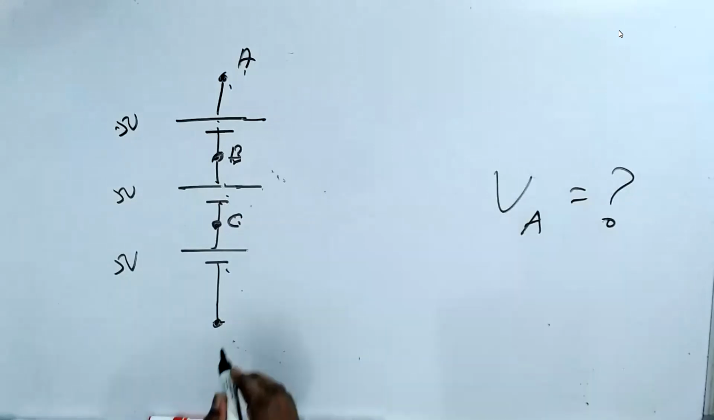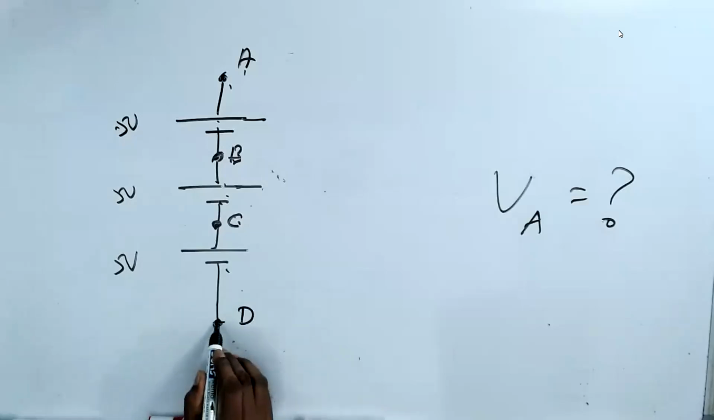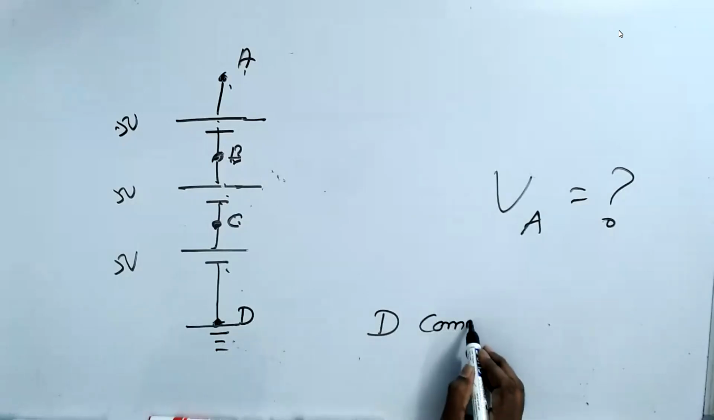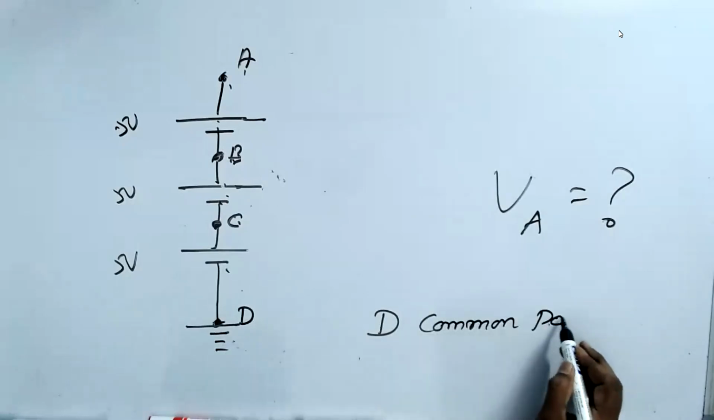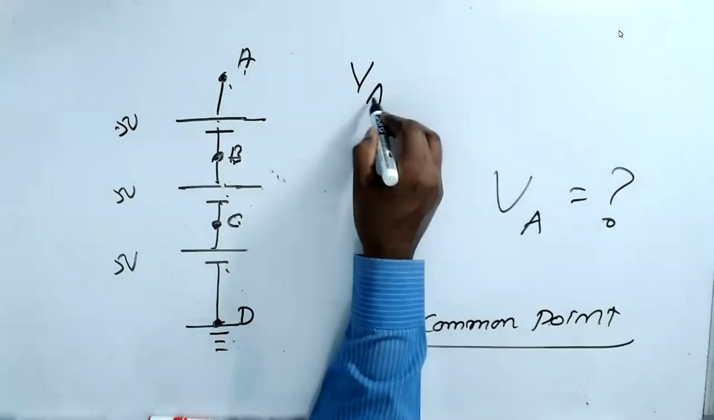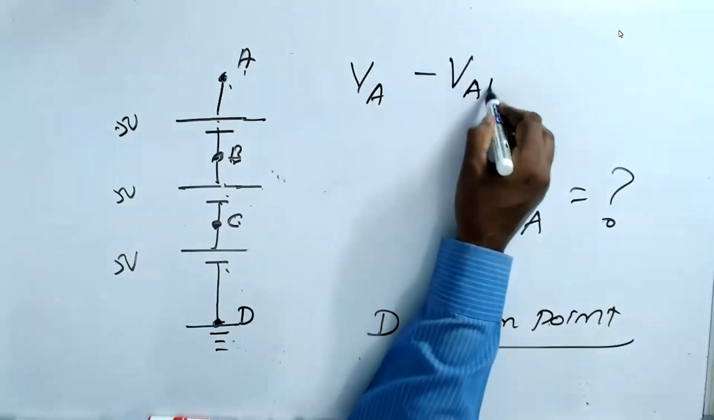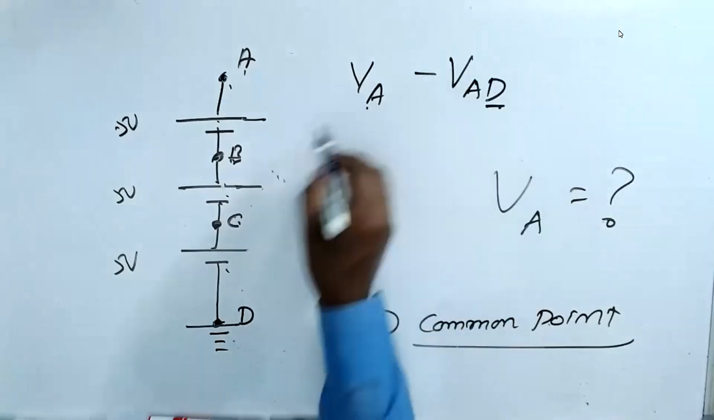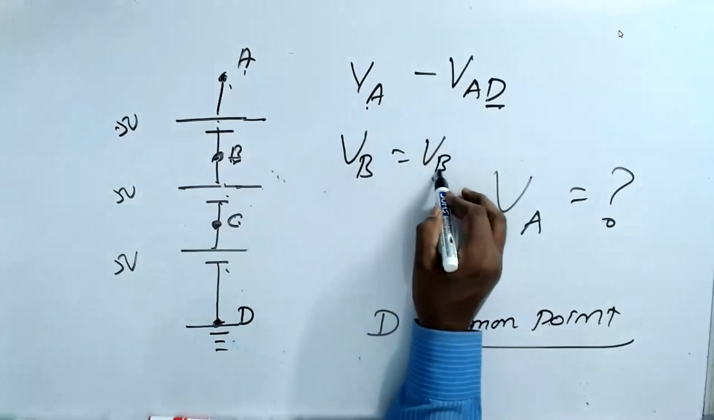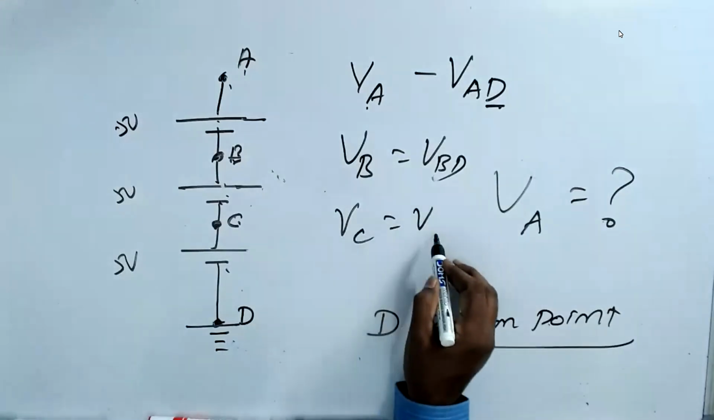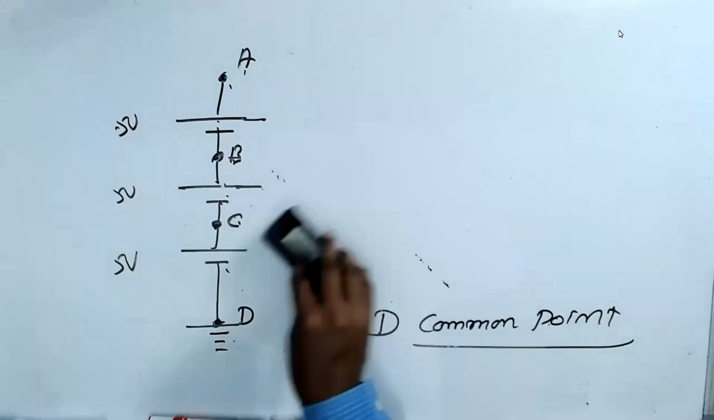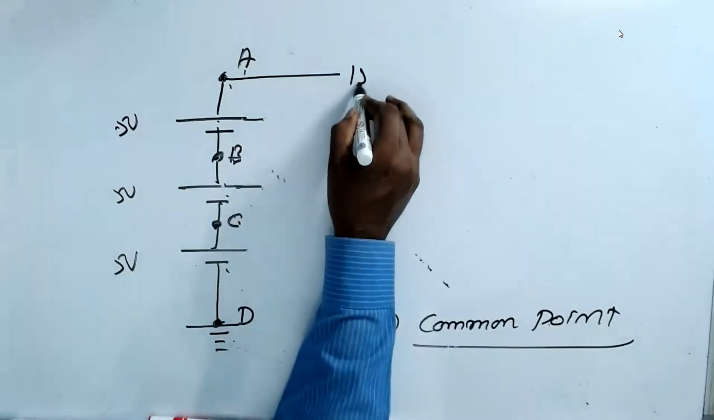Now what people say is that you make this a common point. I make D a common point. If you make D a common point, if I say VA, that means VAD. The D I don't mention. If I say VB, VBD. If we say VC, VCD. So now, this point, the voltage is 15 volts.